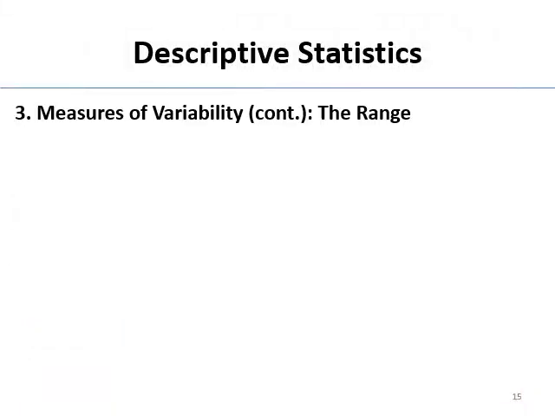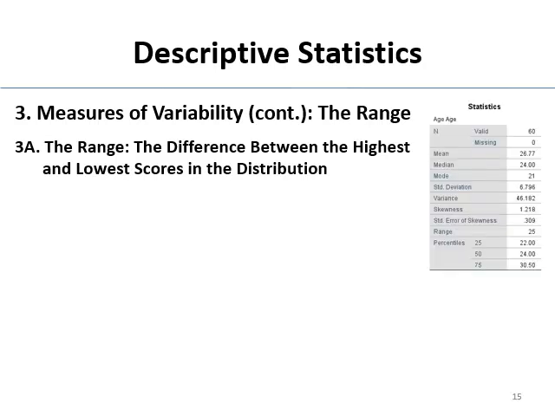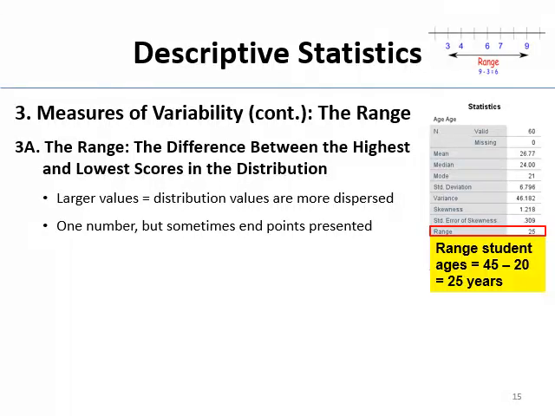So the first measure of variability we're going to talk about in detail is the range. Again, it's just the difference between the highest and lowest scores in the distribution. That's all it is. So SPSS calculates it and tells us 25. There's a 25-year range in the ages in my class. Specifically, if you go back and look at the frequency distribution, it ranged from 20 to 45. So 45 minus 20 is 25 years. That's your range. Larger values do tell you that a distribution is more spread out.